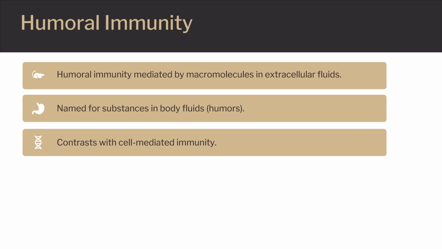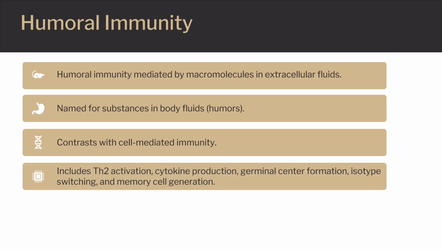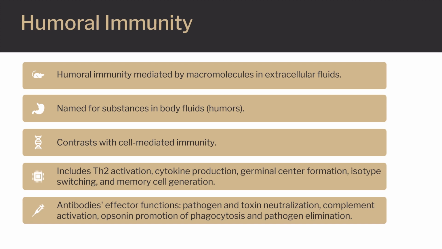Humoral immunity refers to antibody production and the coinciding processes that accompany it, including the following: Th2 activation and cytokine production, germinal center formation and isotype switching, and affinity maturation and memory cell generation. It also refers to the effector functions of antibodies, which include pathogen and toxin neutralization, classical complement activation, and opsonin promotion of phagocytosis, and pathogen elimination.